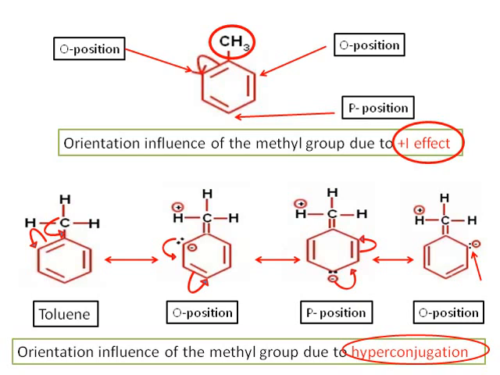This para position is with respect to the methyl group 1,4, and the ortho position is with respect to the methyl group 1,2 position. Now again we can conclude that due to the plus I effect and hyperconjugation effect, electron density increases at the ortho position and the para position of the benzene ring, so that the electrophile can easily attack at the ortho and the para position.